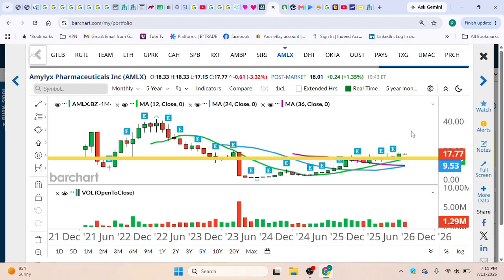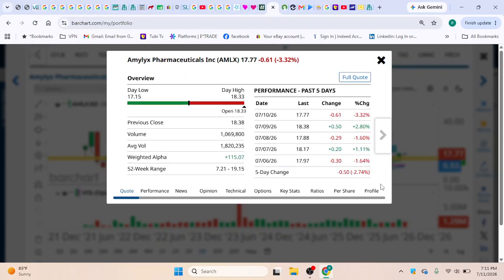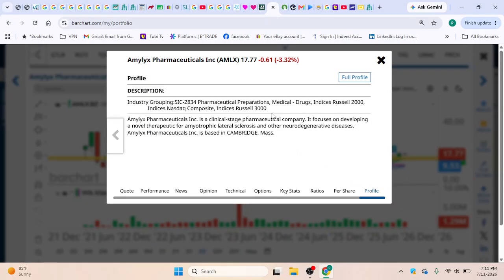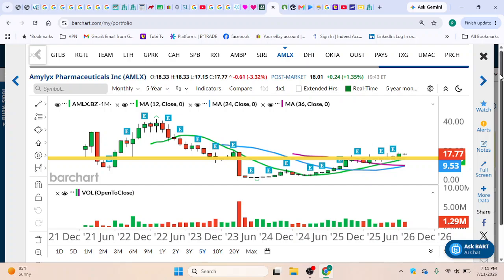Again, if you see this one too, Amylyx, I think I'm pronouncing that right, Amylyx Pharmaceuticals, symbol AMLX. Well, it's really not a pharmaceutical company, it's more of a biotech. That's how it's listed too. Amylyx Pharmaceuticals is a clinical stage pharmaceutical company. It focuses on developing novel therapeutics for different diseases, and it's based in Cambridge, and they're known in Cambridge for biotech and pharmaceutical research. So, again, it's basically a pharmaceutical biotech that is starting to move up the right side.